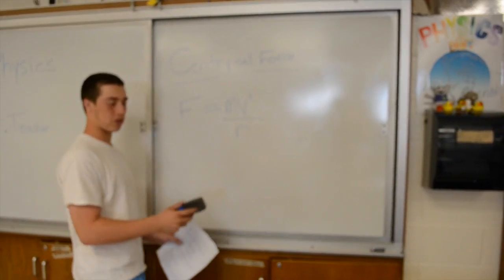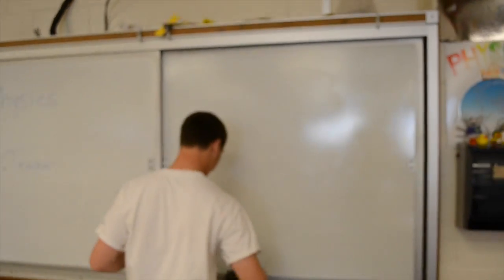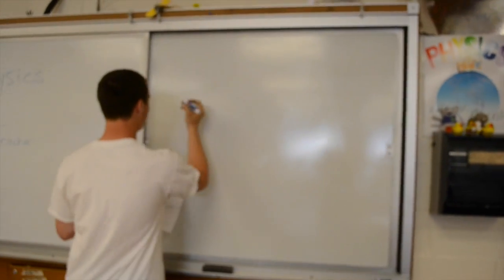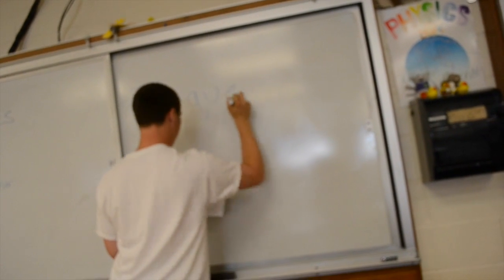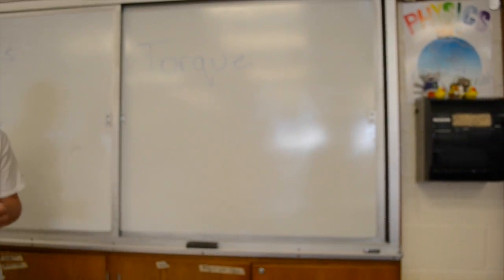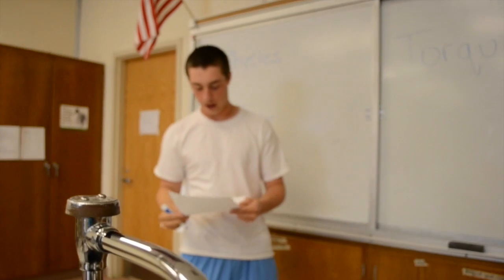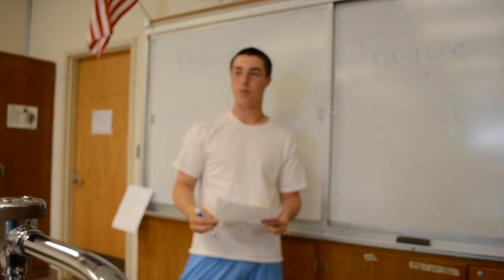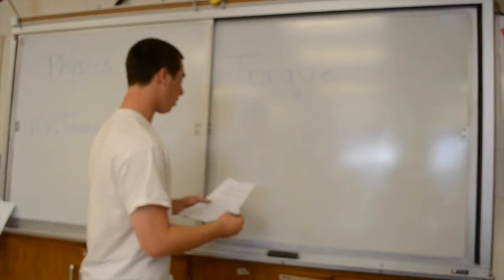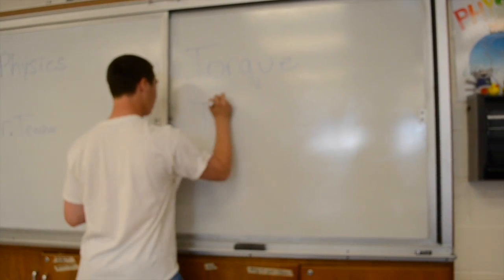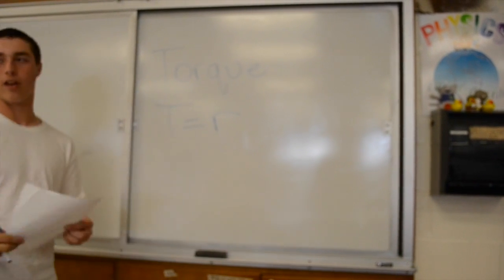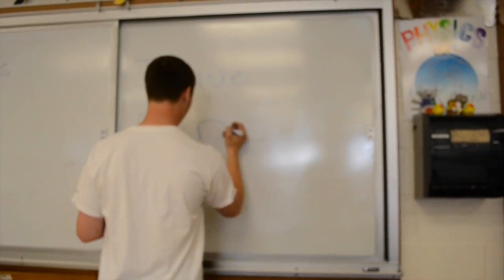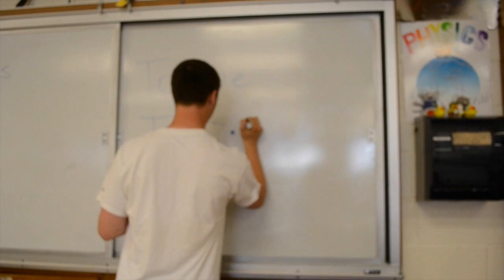Alright, next we're going to learn about torque. Torque is spelled T-O-R-Q-U-E. Torque is a measure of how much a force acting on an object causes that object to rotate. The equation for torque is torque equals R, which is the length of the lever arm, multiplied by the force.